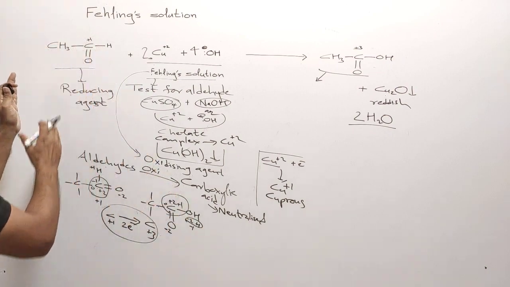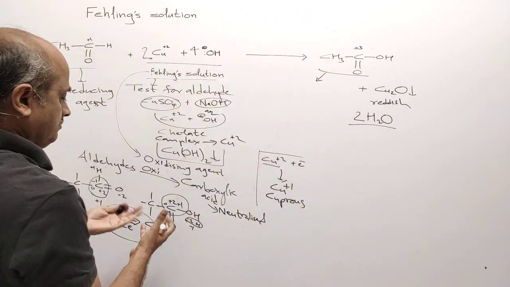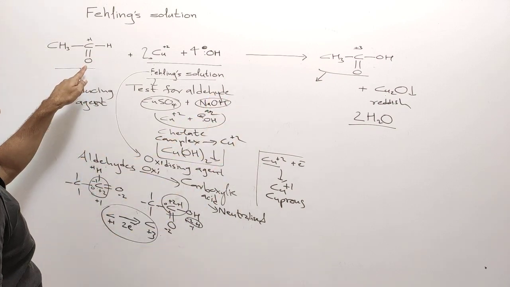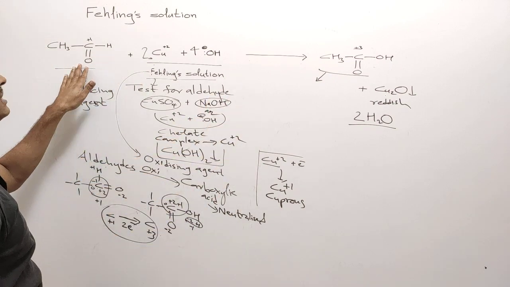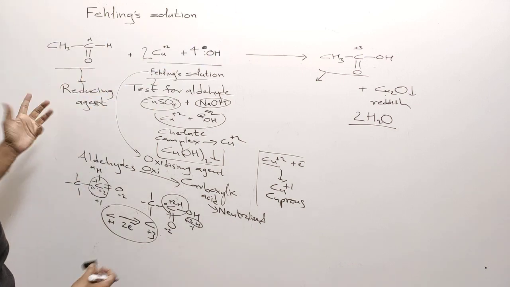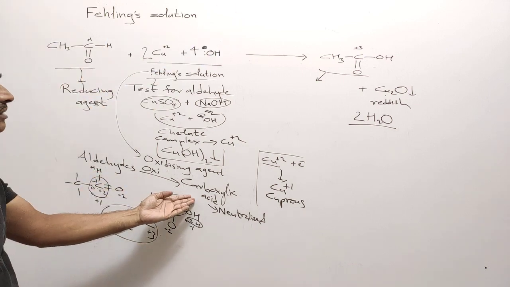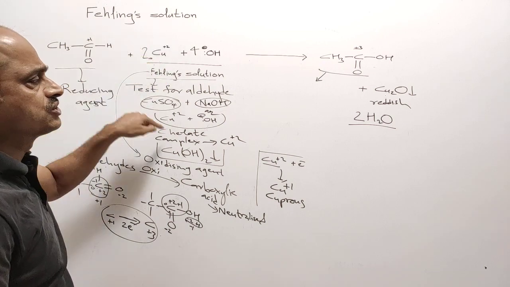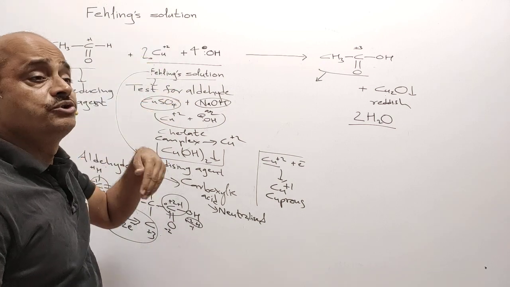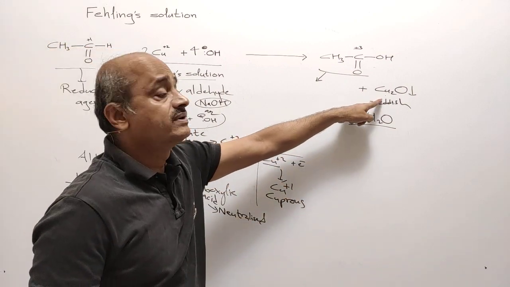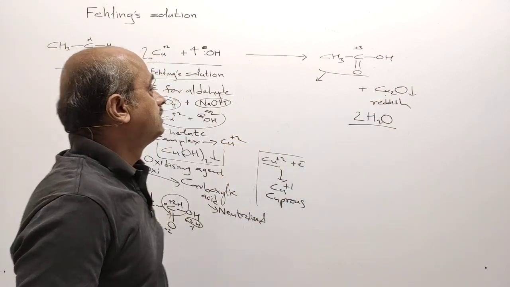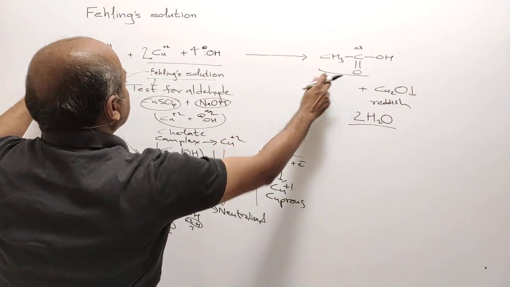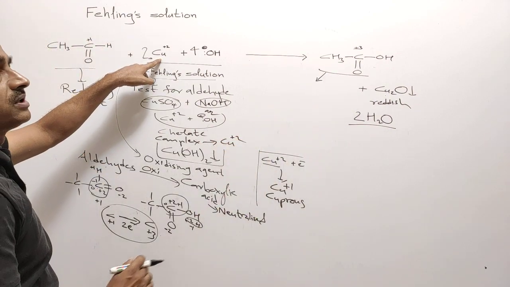If we know these fundamentals, first is that aldehyde with Fehling solution gets oxidized. So automatically when aldehyde gets oxidized, it will give carboxylic acid. Secondly, Fehling solution gets reduced, meaning +2 copper in Fehling solution gets reduced to +1 cuprous, meaning it will accept electrons. 2 moles of electrons are available, so 2 moles of +2 copper will change to +1.